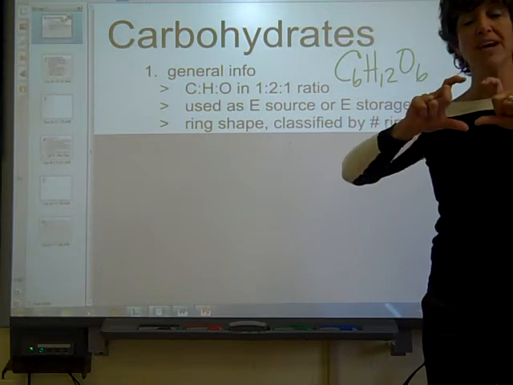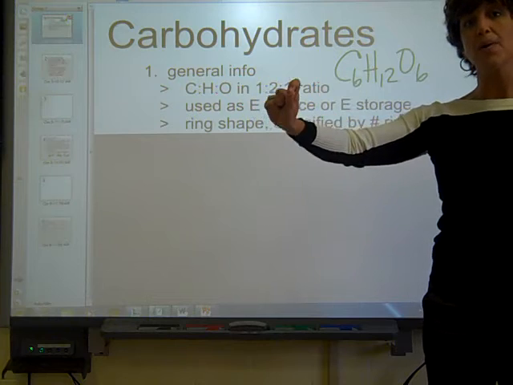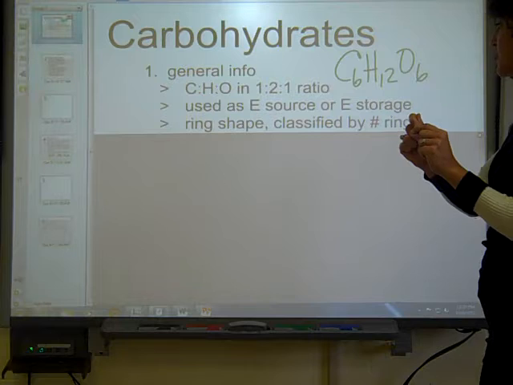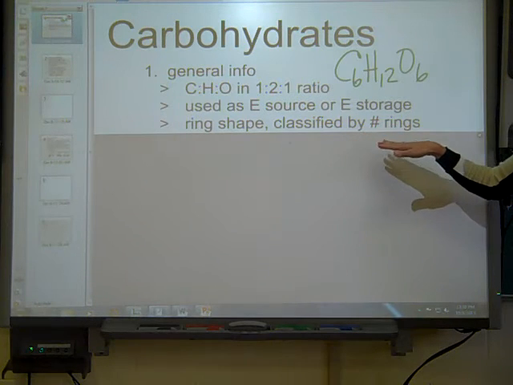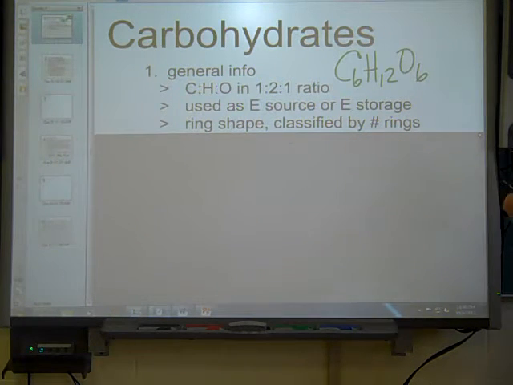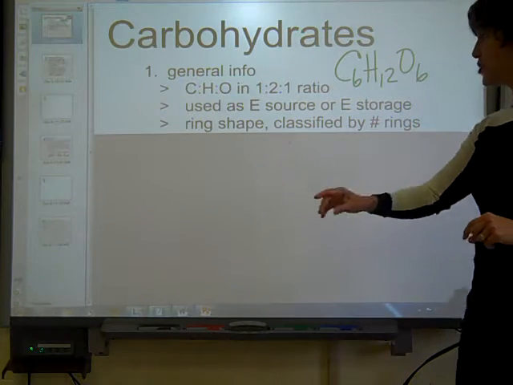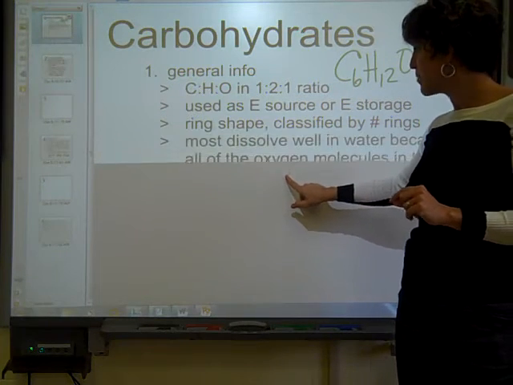Their shape. You can have a carbohydrate in a chain, but usually it rings, which means it wraps around and forms this ring shape, and we classify them by the number of rings that they have. So I'm sure you remember monosaccharide, 1 ring, disaccharide, 2 rings, polysaccharide, many rings.